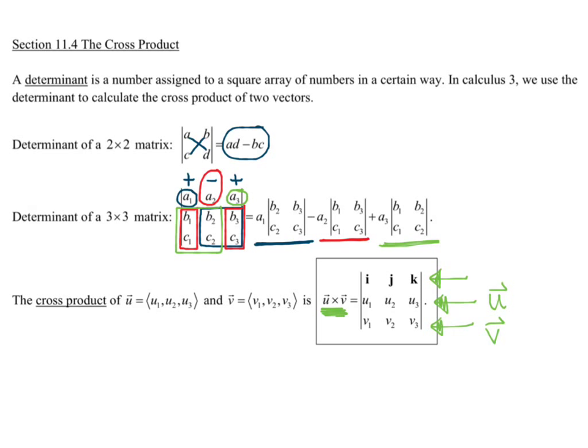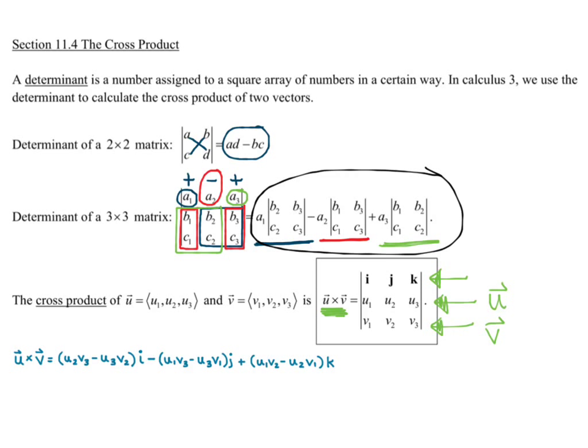Okay, if I expanded this using the rule that we just talked about, then what I end up with is u cross v equals the i component being u2 v3 minus u3 v2, minus the j component of u1 v3 minus u3 v1, plus the k component of u1 v2 minus u2 v1. So there's my definition of the cross product. Let's actually apply this with two vectors.